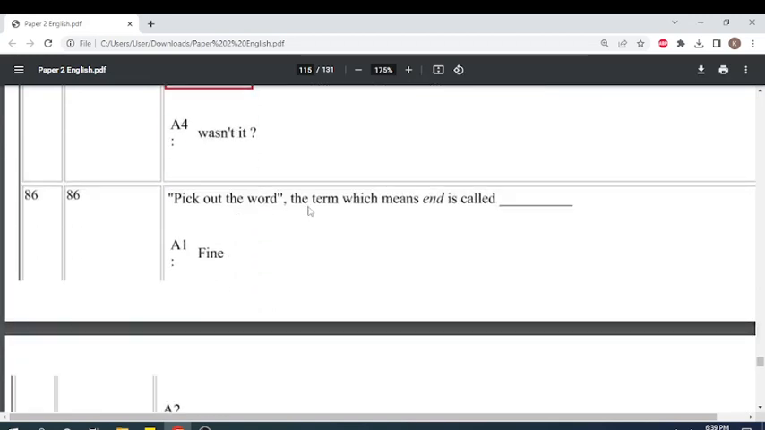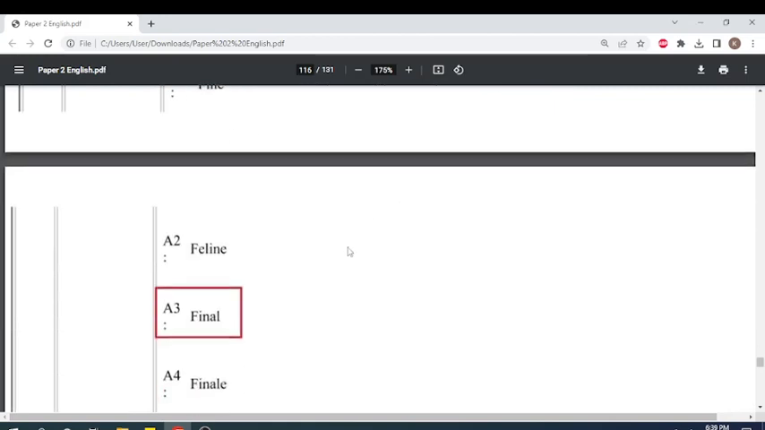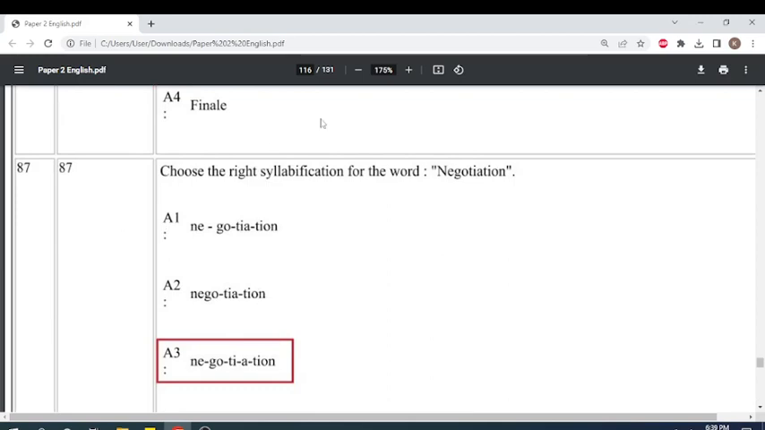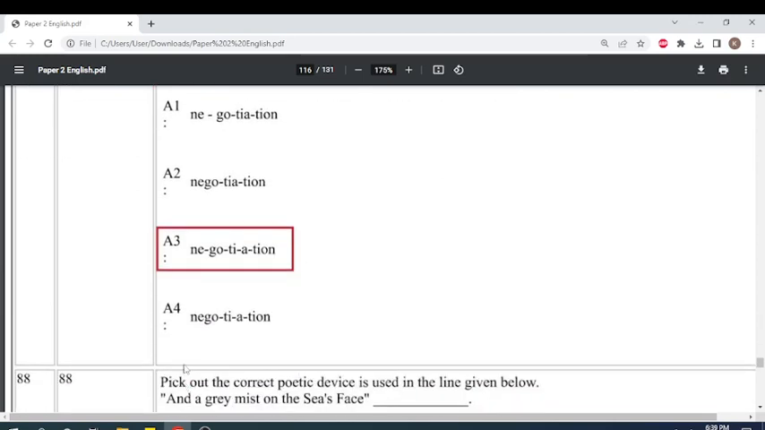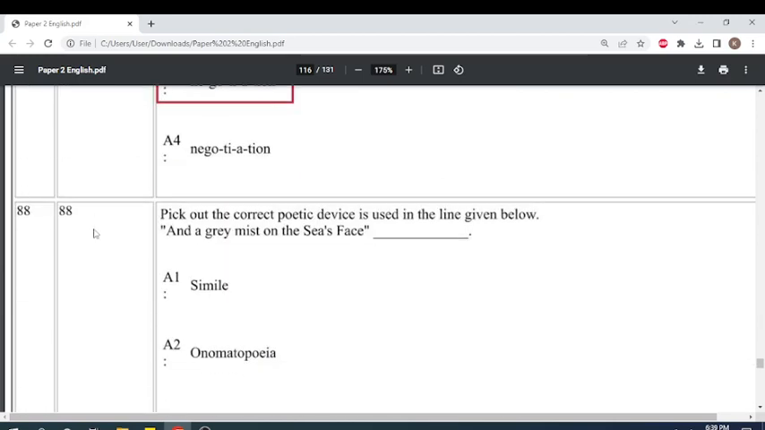86. Pick out the word. The term which means end is called. Answer A3, final. 87. Choose the right syllabification for the word negotiation. Answer A3, negotiation. 88. Pick out the correct poetic device used in the line given below.